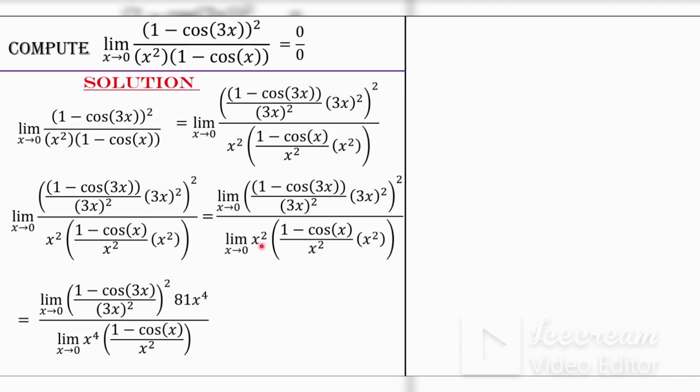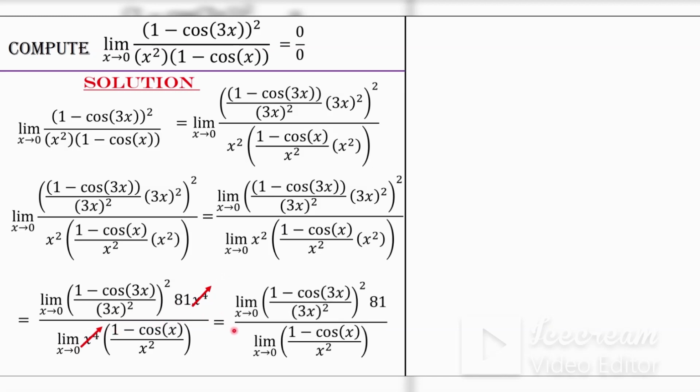In the denominator, if we simply multiply this x squared times this other one, we obtain x raised to the power 4, and of course times (1 minus cos x) divided by x squared, this part here. From this you realize that the x raised to the power 4 in the numerator is going to cancel with the x raised to the power 4 in the denominator, from which you are going to be left with the limit.